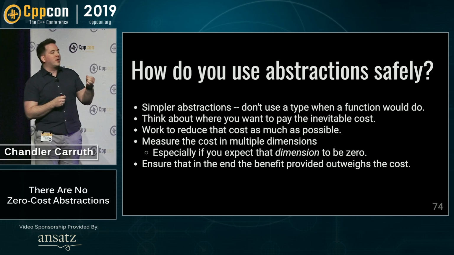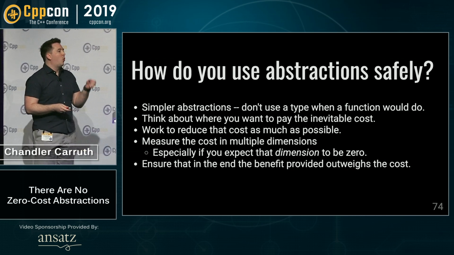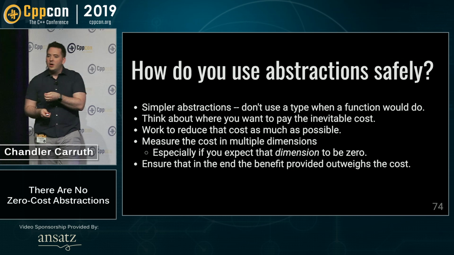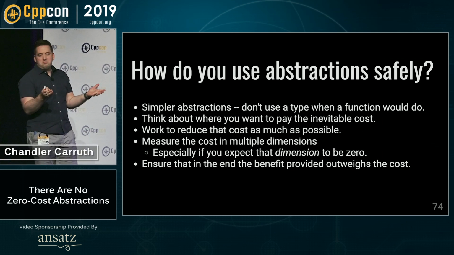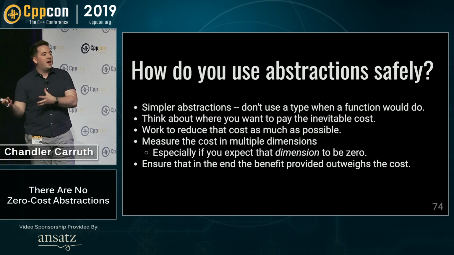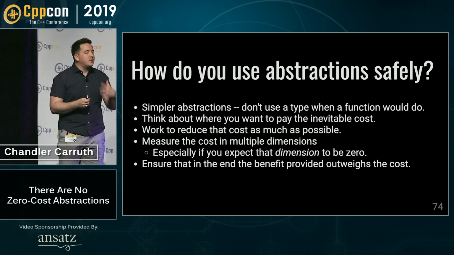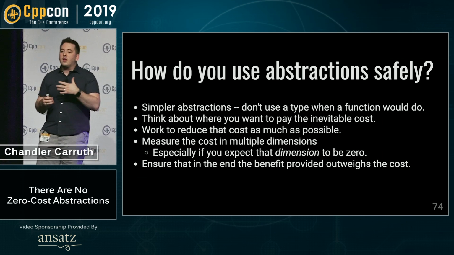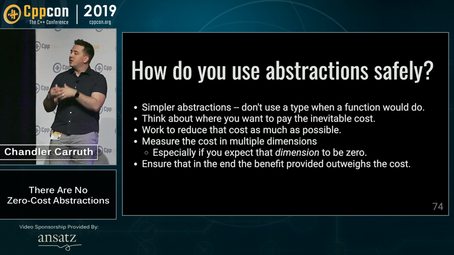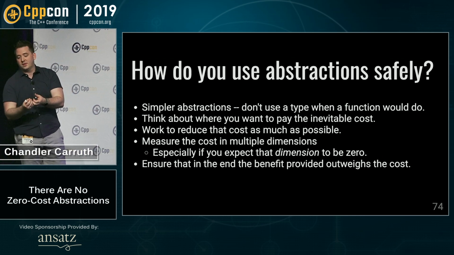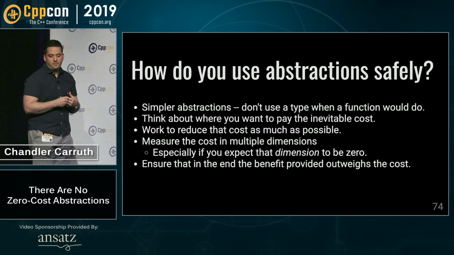And think about where you want to pay the inevitable cost. You will have cost. Where do you want to pay it? Do you want to pay it at runtime or at compile time? Because if you pay it at runtime, maybe that's not a problem in certain parts of your code, and it can make the actual structure of the code much simpler. Then work to reduce the cost as much as possible. Not all abstraction costs are the same, even within a particular dimension, right? You can just use a more efficient abstraction mechanism. And usually, this ties into using a simpler abstraction mechanism.